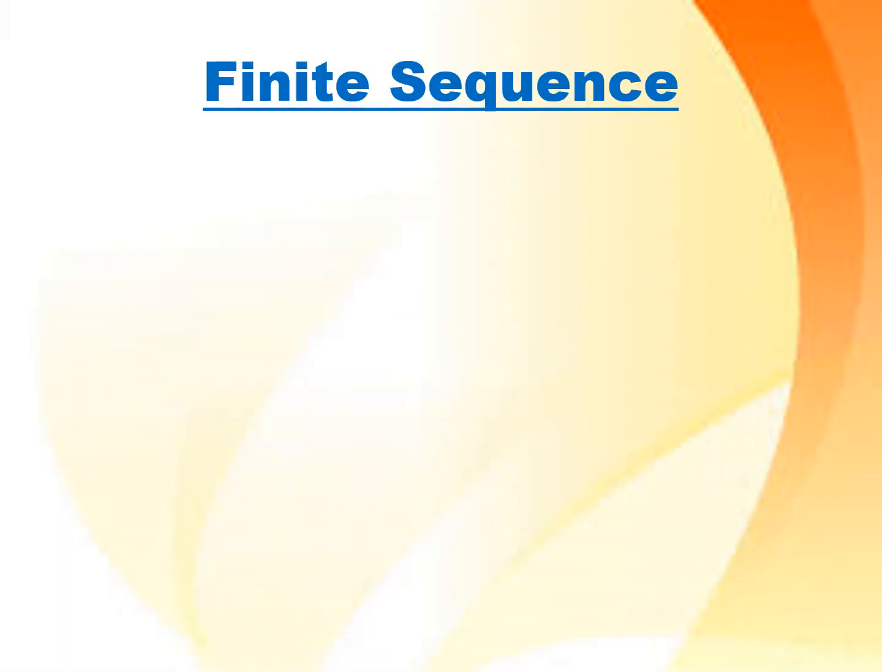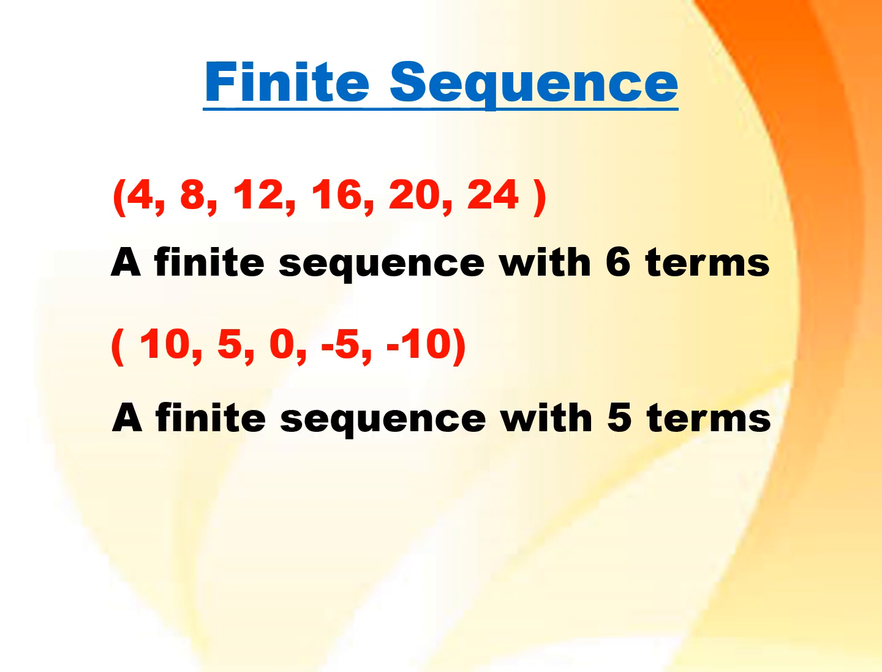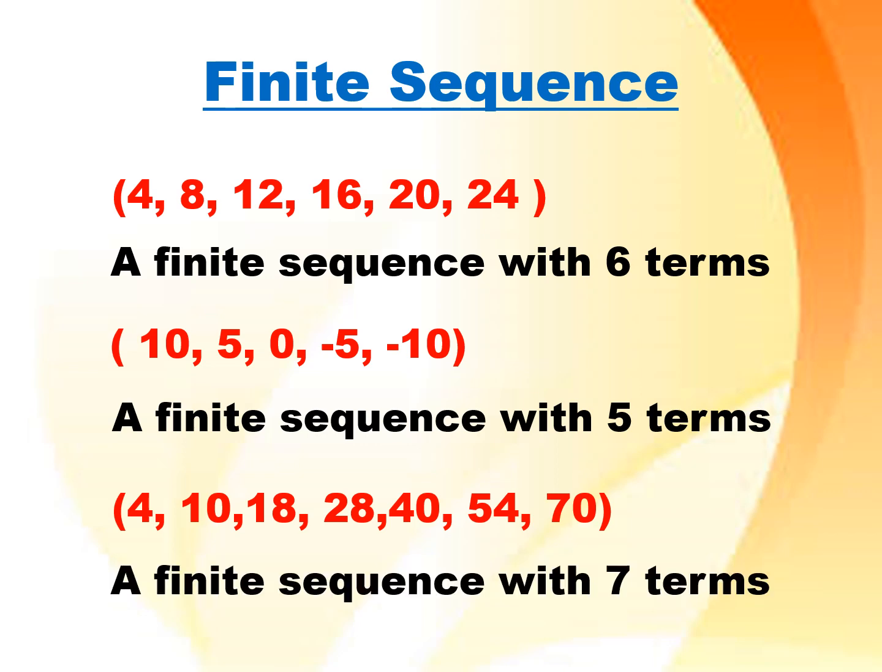Here are some examples of a finite sequence. 4, 8, 12, 16, 20, and 24 is a finite sequence with 6 terms, having 4 as the first term and 24 as the last term. 10, 5, 0, negative 5, and negative 10 is a finite sequence with 5 terms, having 10 as the first term and negative 10 as the last term. 4, 10, 18, 28, 40, 54, and 70 is a finite sequence with 7 terms, wherein the first term is 4 and the last term is 70.